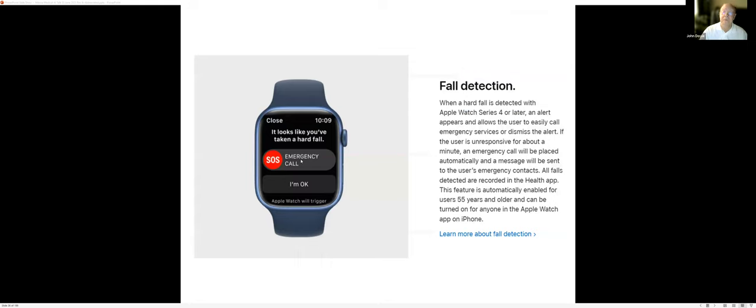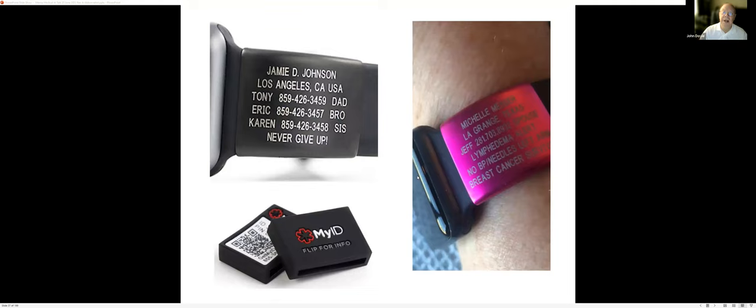Fall detection, it's here, it has an accelerometer, and it says it looks like you've taken a hard fall. You can either click that I'm okay, or you can call an emergency SOS. What's interesting is that there have been cases of people who have gone on rides in county fairs and got bumped. As a result of that, it automatically called an SOS. So that can be an issue that needs to be dealt with.